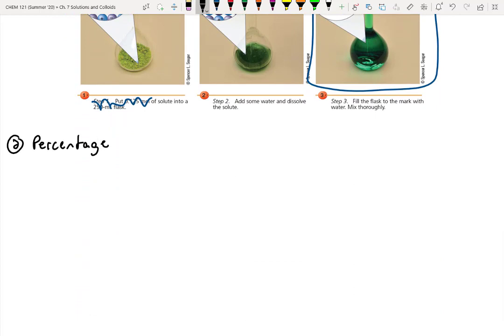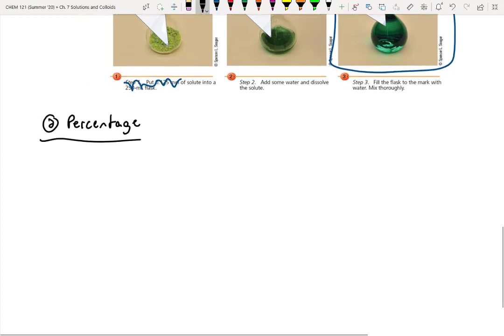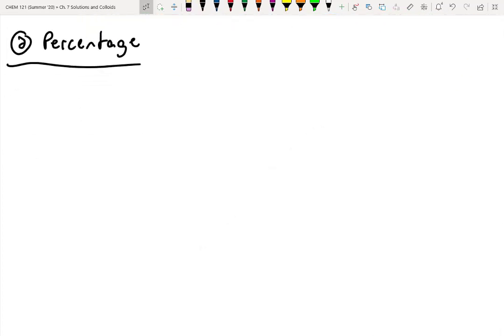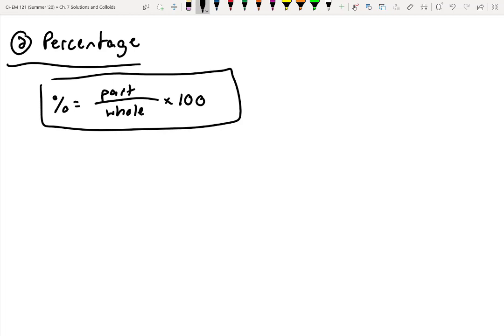And percentage calculations, again, they show up pretty commonly in industry, but a percentage is going to be equal to a part divided by a whole times 100, right? This is something we saw pretty early on in this course. Well, let's see the various ways we can use this for concentration.